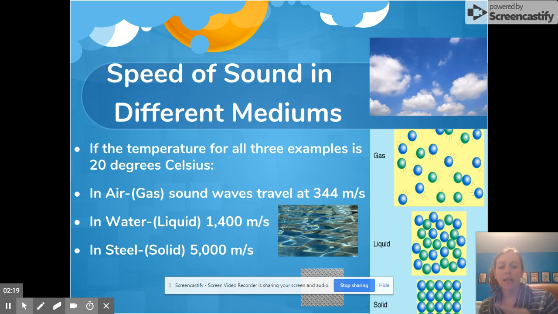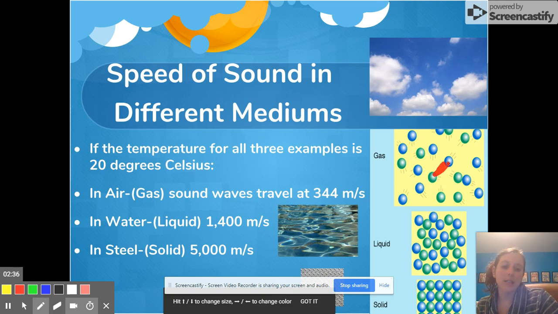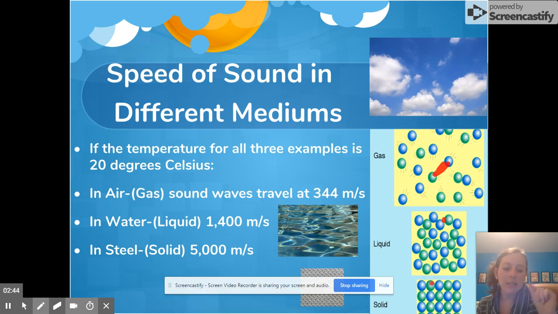So if we have a solid, a liquid, and a gas, sound is going to move at different speeds through each one. The reason is because of the distance between the atoms. If you look at the gas, the gas has a large distance between the atoms, versus the liquid is like a medium, and the solid is like a teeny tiny space between the atoms.